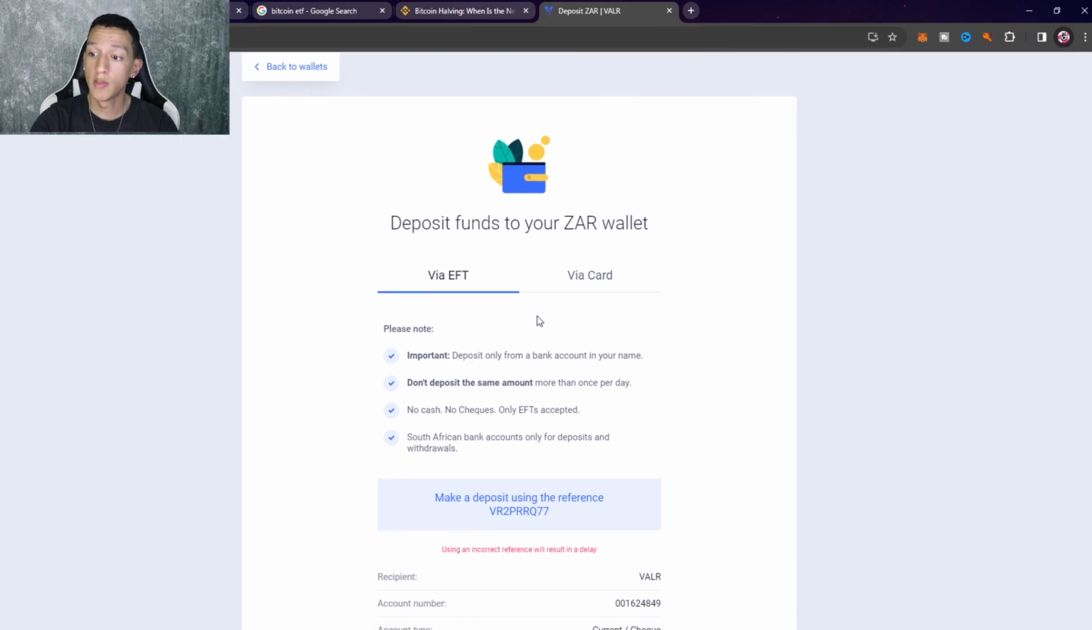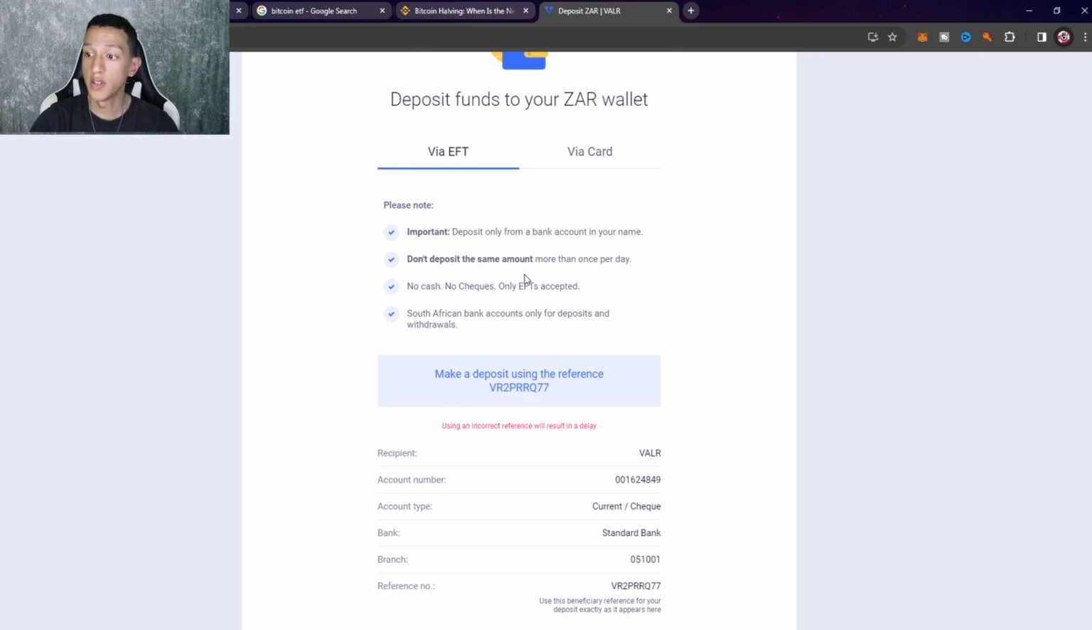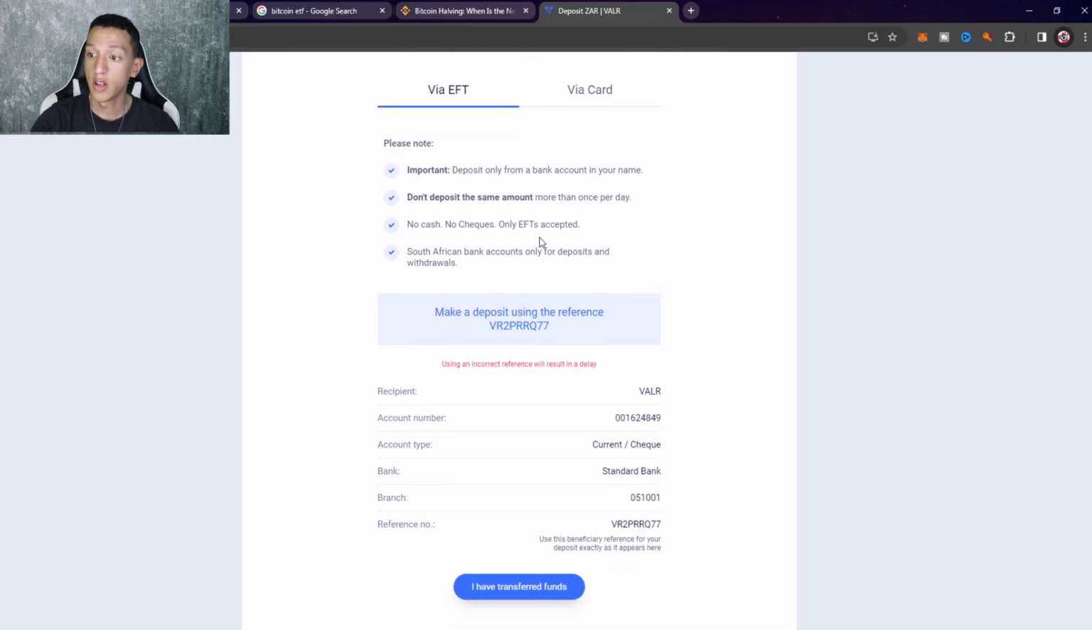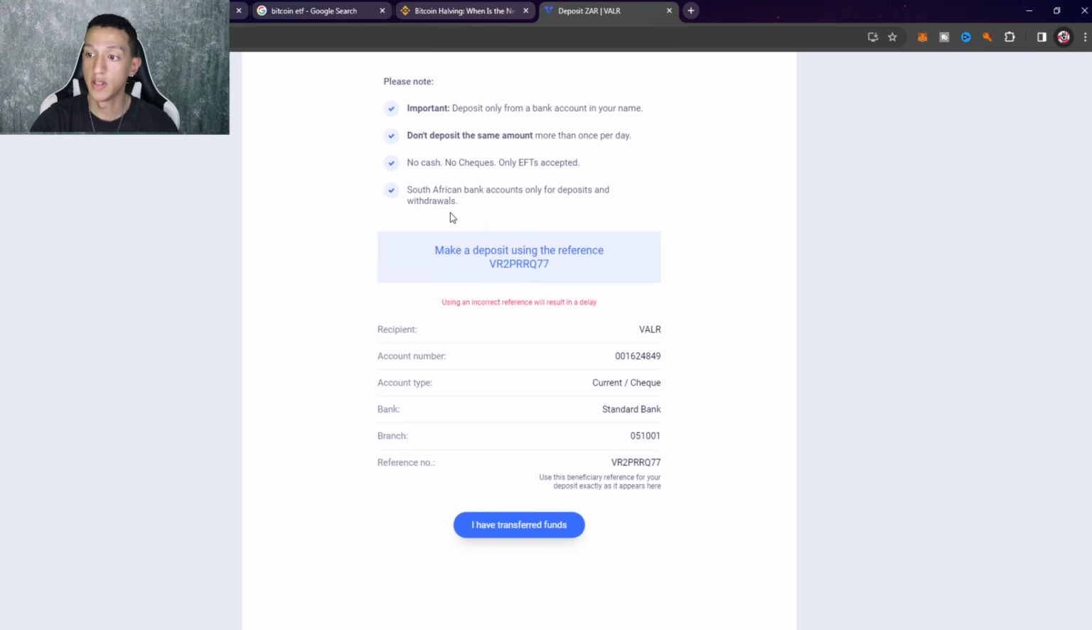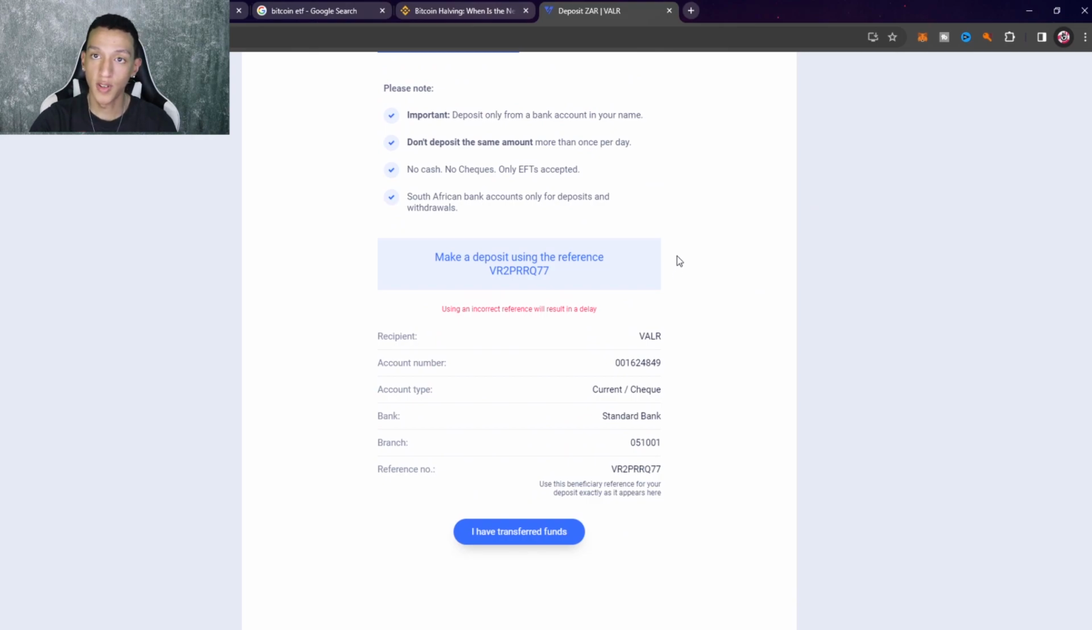This is the most important part for new beginners. As you can see, please note, important: deposit only from a bank account in your name. Don't deposit the same amount more than once per day. No cash, no checks, and only EFT is accepted. Only South African banks are accepted for deposits and withdrawals. So make deposits using this reference. I've mentioned this probably in the last video.